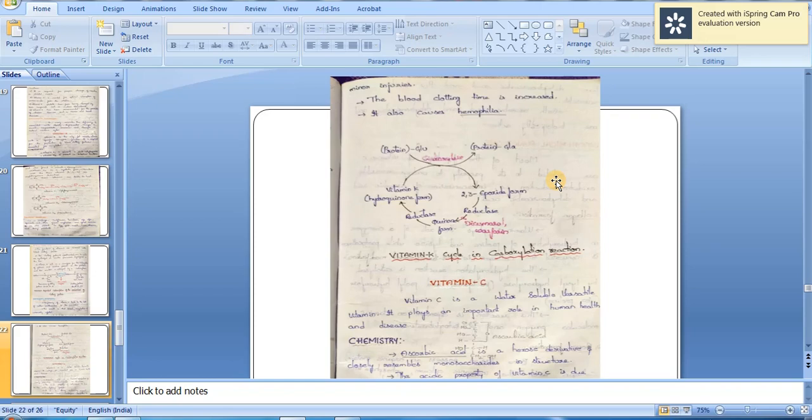The salicylates and dicumarol are also antagonists to vitamin K. Dicumarol is structurally related to vitamin K and acts as a competitive inhibitor in the synthesis of active prothrombin. Okay, this is the overview of vitamin K.